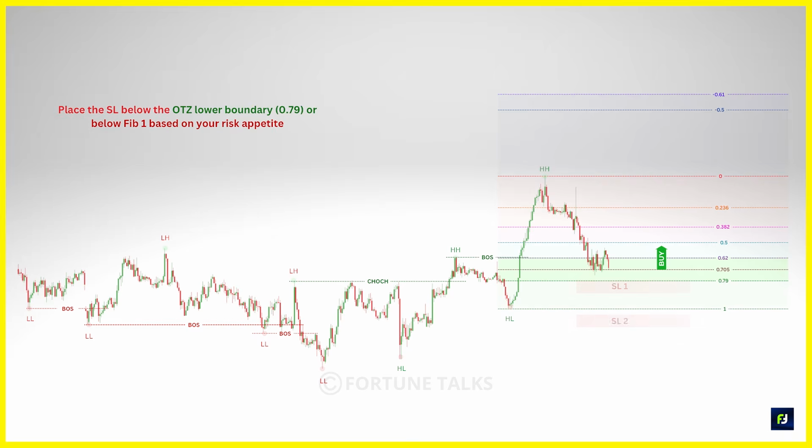You can set your stop loss below this swing low and you can place your first target at the previous swing high. This setup can be further enhanced if there is a bullish fair value gap or an order block coinciding with the OTE zone. So this is how we combine optimal trade entry concept with the market structure shift concept to enter high quality trades.